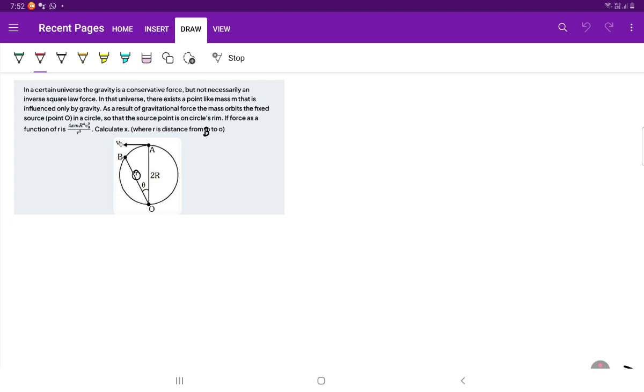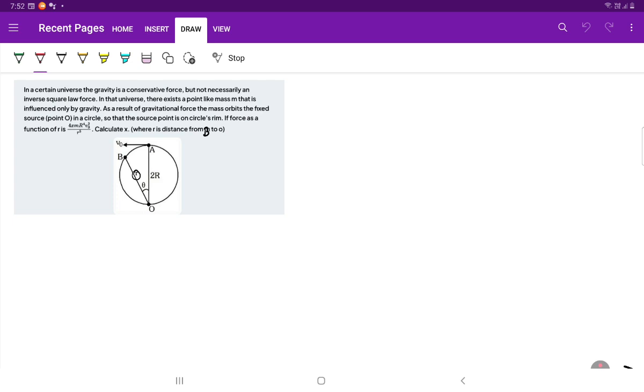Now, they are saying that in another universe, this force of gravity is conservative but not necessarily in an inverse square law form. So now we have to find the value of x as mentioned in this question, that is 4 into x into m r to the power 4 v naught square by r to the power 5. Here you have to find x, and r is the distance from B to O.